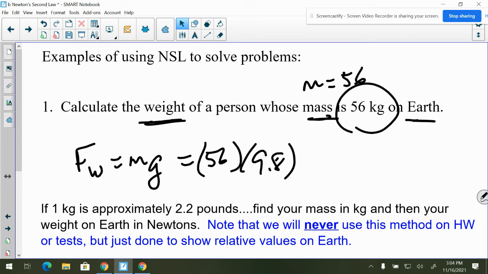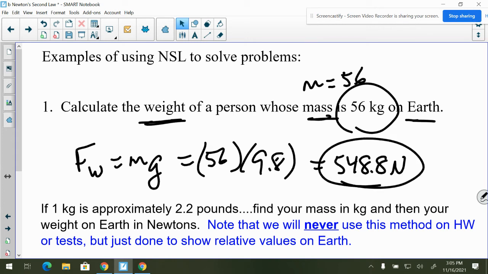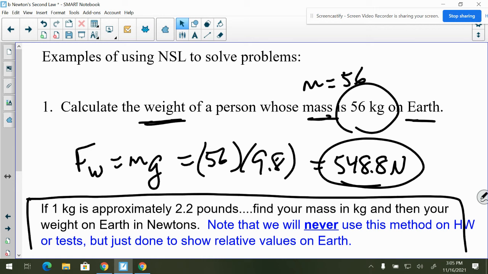I'm doing this to show you what a reasonable number is because, again, we're using a system that we're not really used to talking about. So this is going to be 548.8 newtons. So this is actually a pretty reasonable number. A 56 kilogram person weighs about 125 pounds. You do not need to know this note down below. It's something I use to give you an approximation, but don't worry about it.